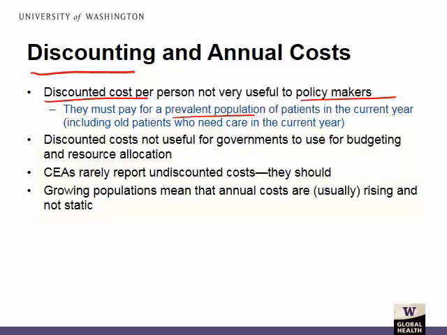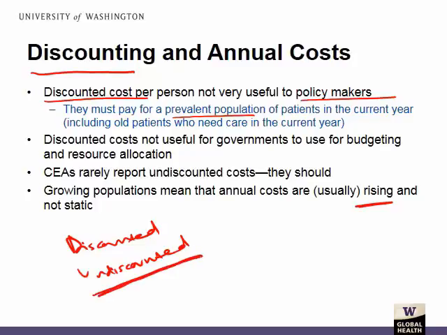And the other reason is that growing populations mean that annual costs are usually going up, and they're not static. So a discounted estimate can be a distortion. And that's why it's recommended that analysts report both discounted estimates and undiscounted estimates. And I am beginning to do this in my own studies so that you can give policymakers an idea, using the undiscounted estimate, of the kinds of resources they need to supply healthcare in the current year, to be able to better make plans for their populations.